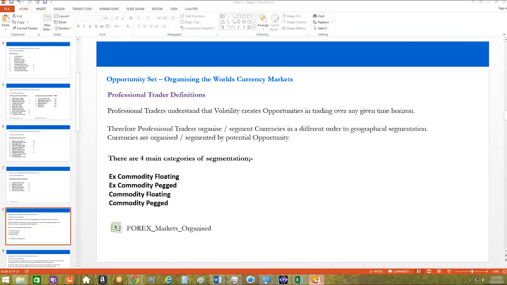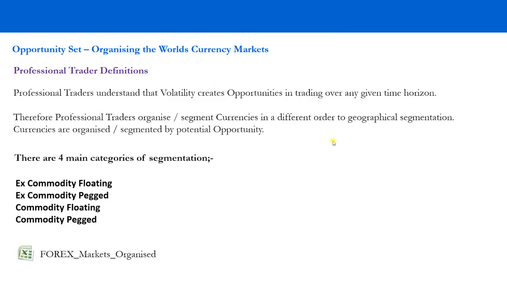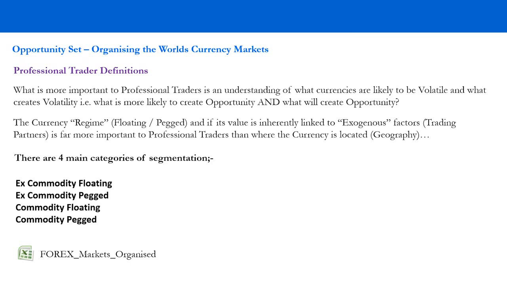And if you download that spreadsheet, have a look through it. Just familiarize yourself with it, because it's important to start getting familiar with these definitions, because we build on these things later in the video series. And the Forex markets organized sheet, we have the breakdown in the presentation. So if you just download it, you can familiarize yourself with it in your own time.